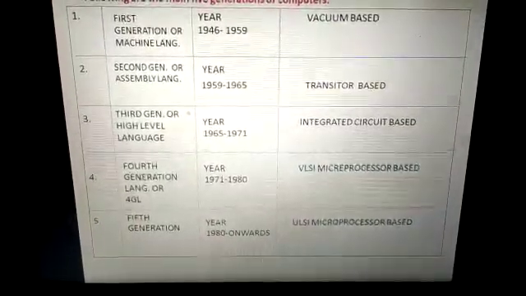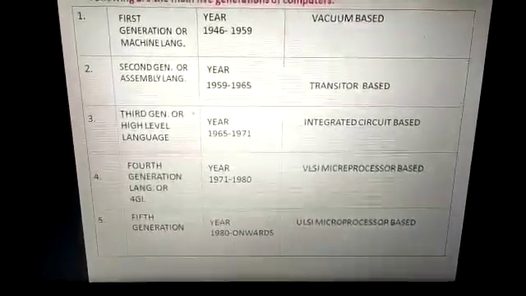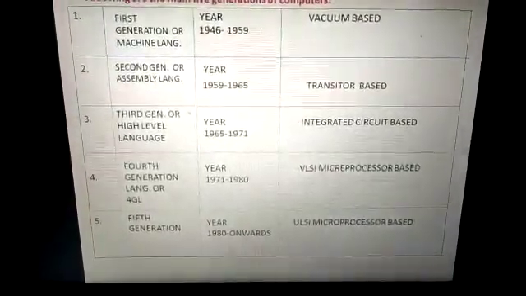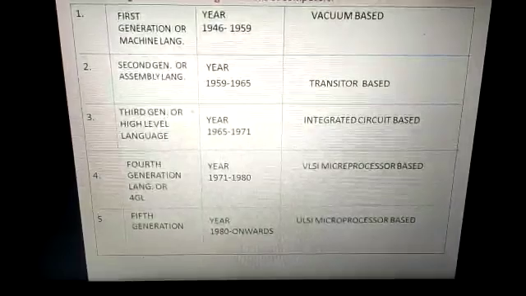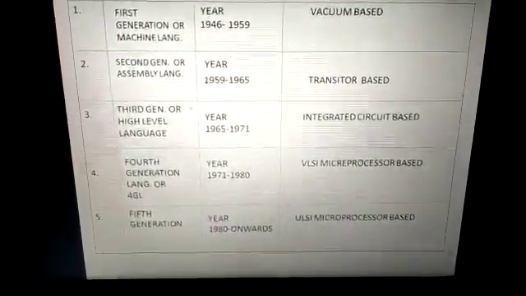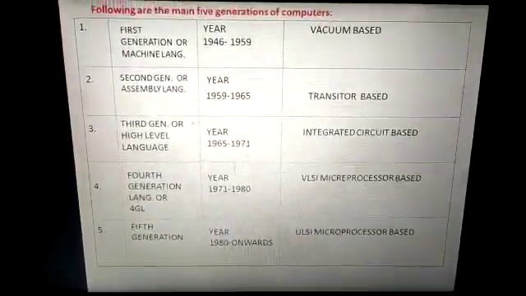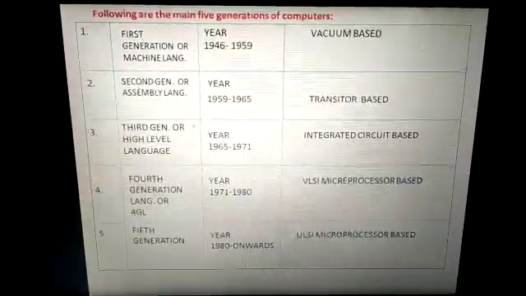Full form of VLSI is very large scale integrated microprocessor based. Fifth generation is ULSI, ultra large scale integrated microprocessor based. Now we will discuss all the generations one by one.